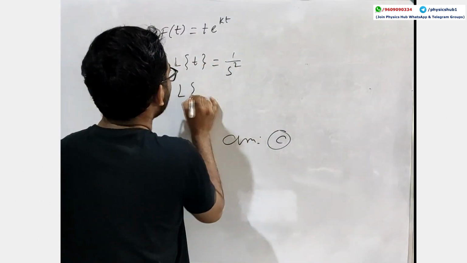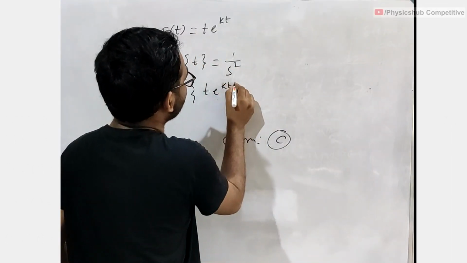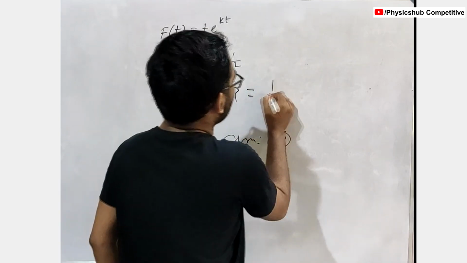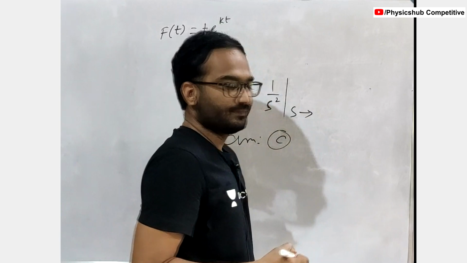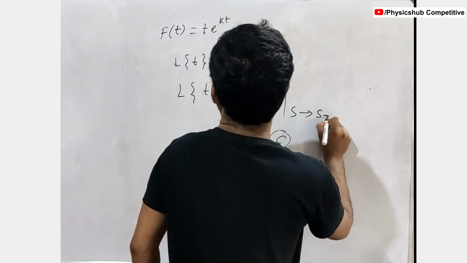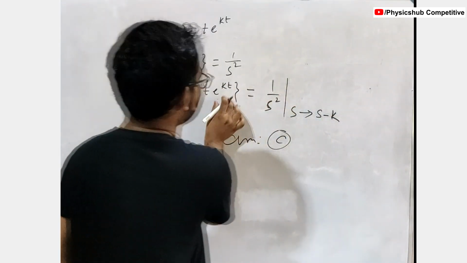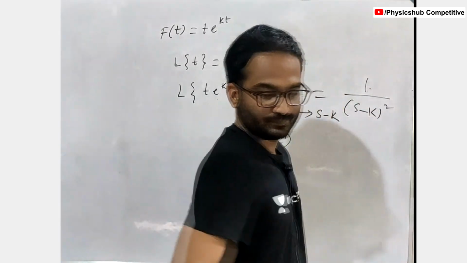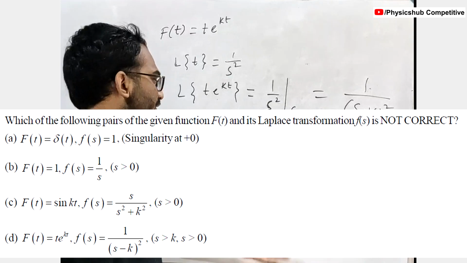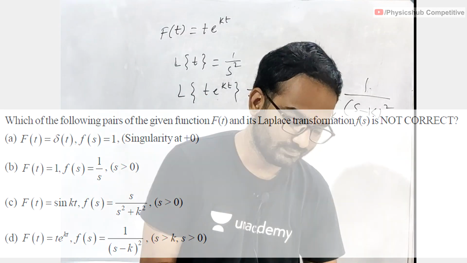Now if we take the Laplace transform of t e to the power kt, look, this will be 1 by s square and your s will be shifted to s minus k, because of this exponential. So it will become 1 by (s minus k) whole square. So in this way we can solve this problem.